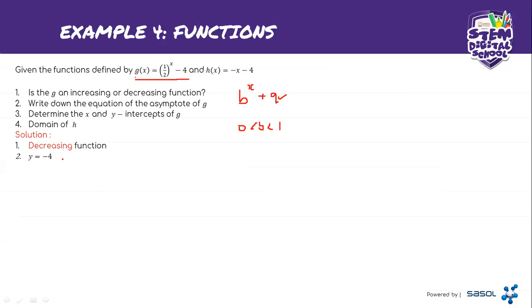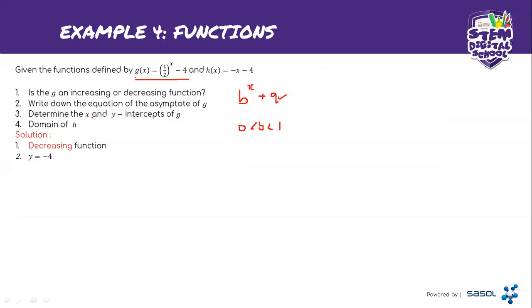Please, my dear learners, don't only write -4, because if you write -4, you did not answer the question. The question says determine the equation. So the equation must have an equal sign. Then you have determined the equation of the asymptote. So it's y equals -4.